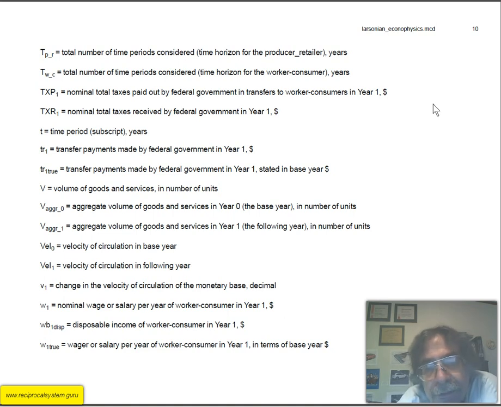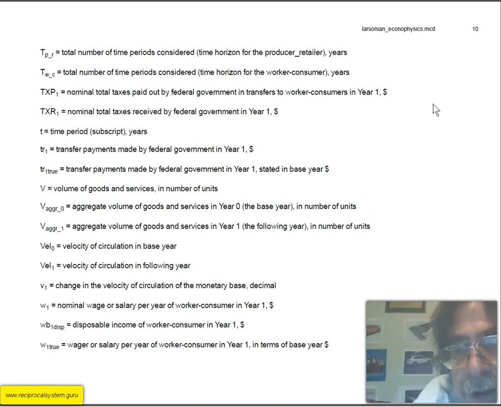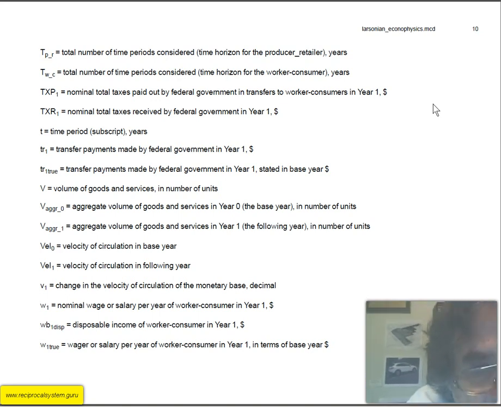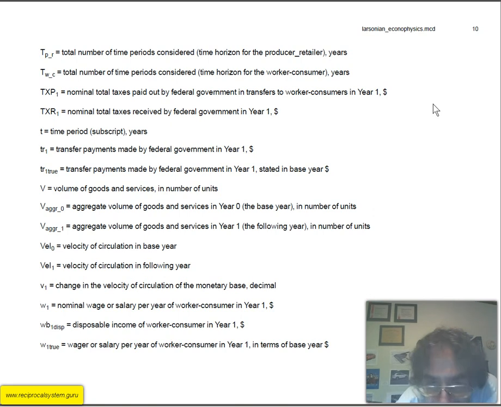Capital V equals volume of goods and services in number of units. Capital V underscore aggregate underscore 0 equals aggregate volume of goods and services in year 0, the base year, in number of units. V sub aggregate 1 equals aggregate volume of goods and services in year 1, the following year, in number of units. Capital Vel underscore 0 equals velocity of circulation in the base year. And Vel sub 1 equals velocity of circulation in the following year. And that's a very important calculation, by the way.